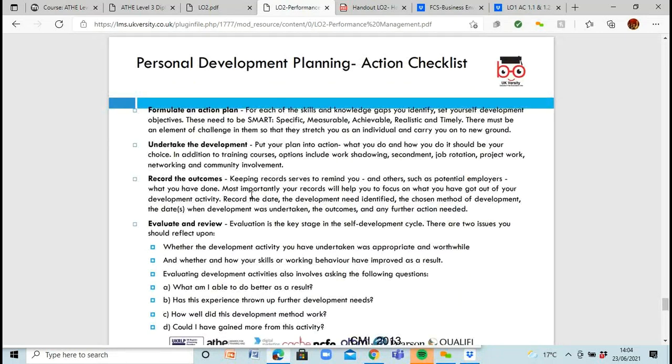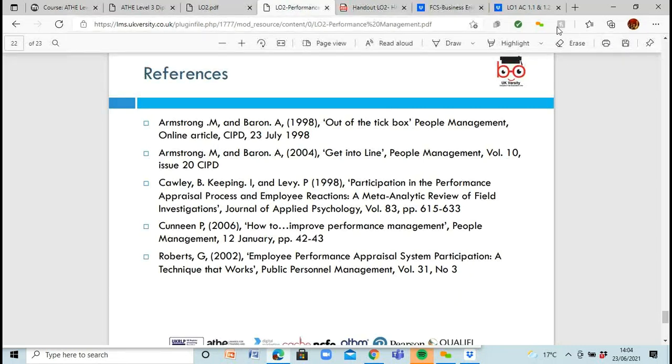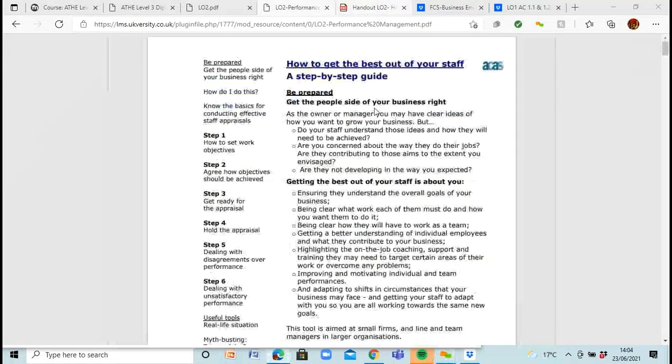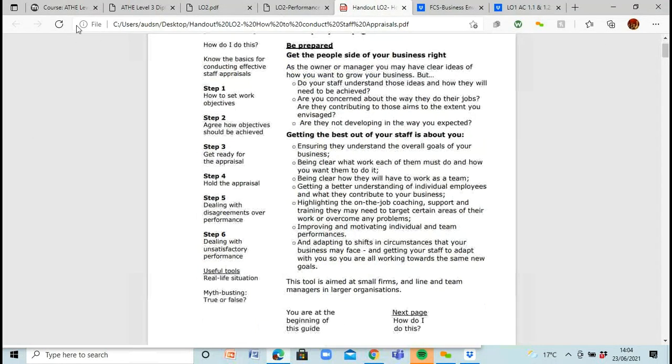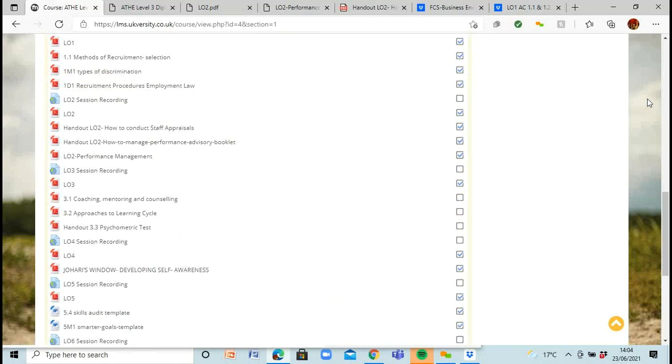So we've gone through that, and that's all we wanted to talk about with this. We do actually have a handout which tells you, for the distinction question, how to set up an appraisal process. This handout is on the Moodle, under Learning Outcome 2, on the website.